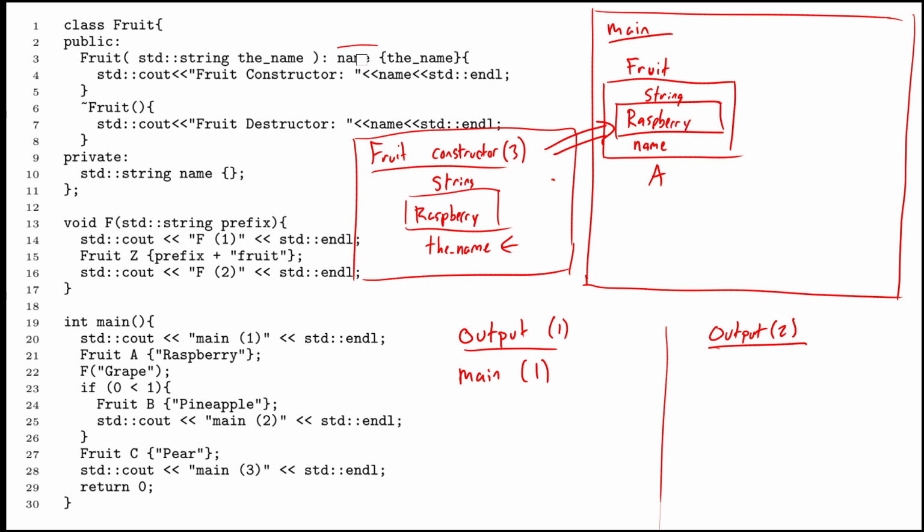And line 4 prints out fruit constructor. And then it prints out the value of the name. So that would be raspberry. So the raspberry constructor. And as I mentioned at the end of a previous video, I think 2 videos ago, that normally the destruction order of objects is the reverse of the construction order within a scope. And we'll see an example of that later in this tracing.